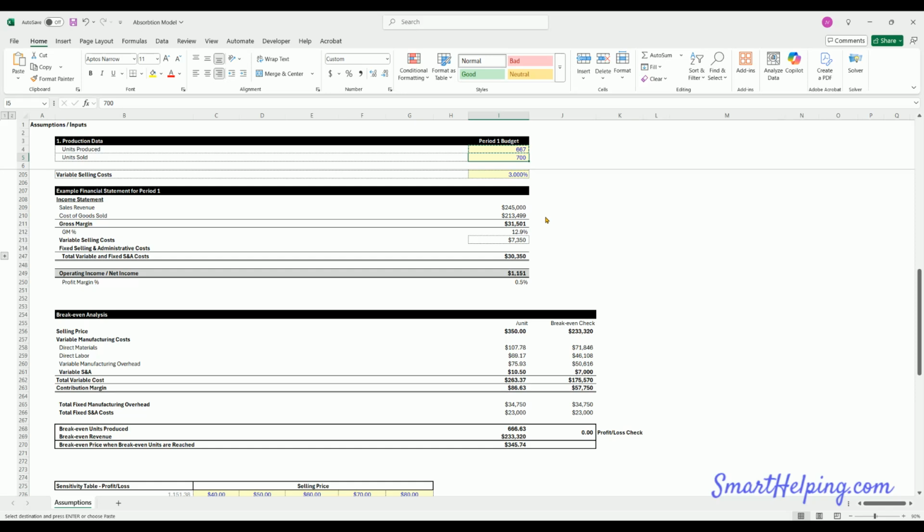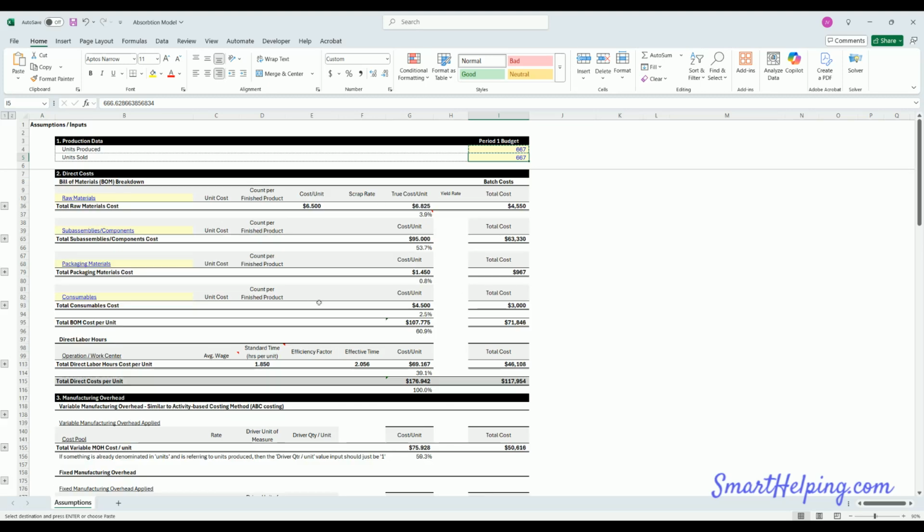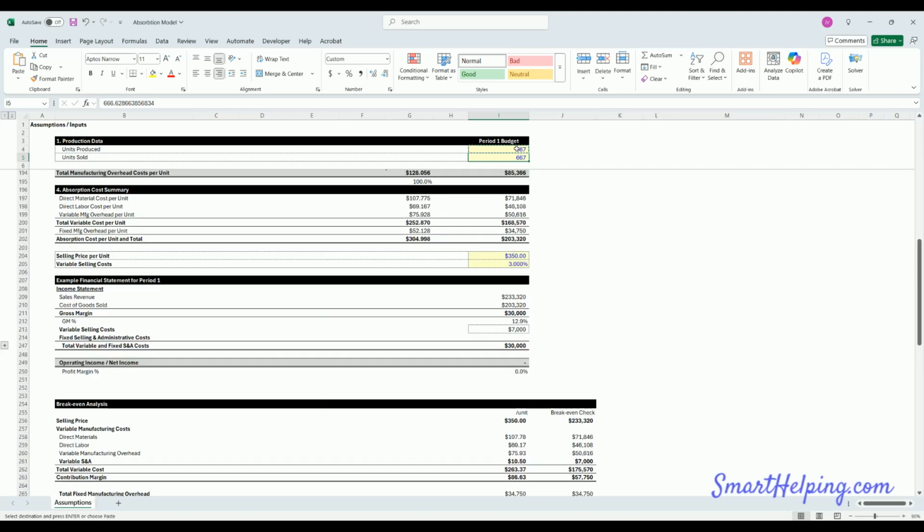But that is the break even. So we know, okay, I have to produce, and this is the most important thing because it's telling you, based on all these different cost factors, how many units should you produce within this period so that you at least break even, and that number is 666.